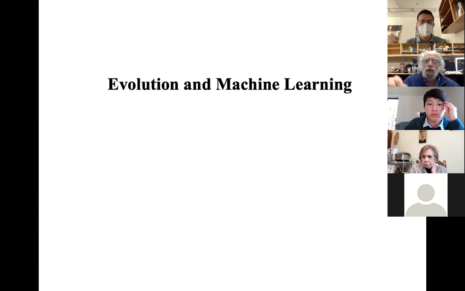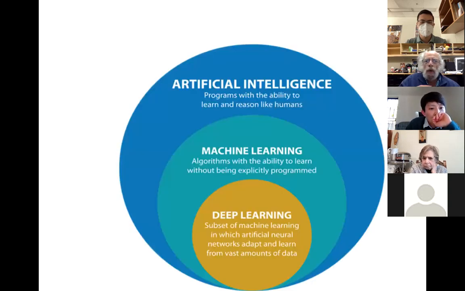Now I want to talk about evolution and machine learning. We are now living in a very interesting time where artificial intelligence has generated 2 interesting subcases. One is machine learning, algorithms with the ability to learn without being explicitly programmed. That's probably approximately correct learning of Valiant. And deep learning, a subset of machine learning in which artificial neural networks adapt and learn from vast amounts of data. This has recently been used to solve one of the deepest problems in molecular biology, which is, given the sequence of amino acids, can you determine its three-dimensional structure? And for years and years, one was trying to do that. And now with deep learning, one has solved, or has almost solved, the problem.